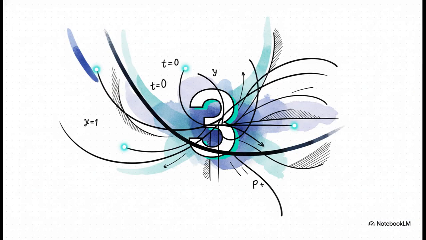And now we just apply our initial condition. We plug in t equals 0 and y equals 1 into our general solution. The equation simplifies down to 1 equals negative 2 plus c, which makes it pretty clear that our constant, c, has to be 3. We just substitute c equals 3 back into the general solution, and we've isolated the single, unique function that solves our problem.